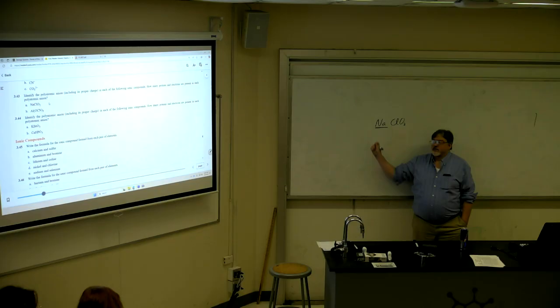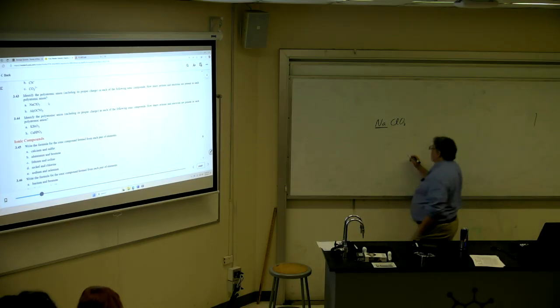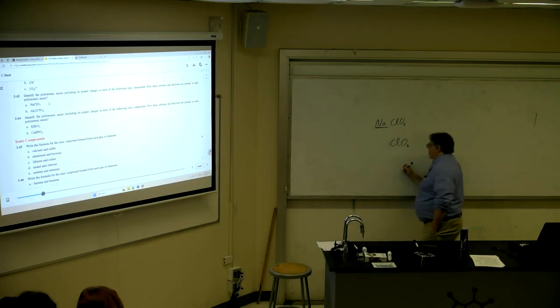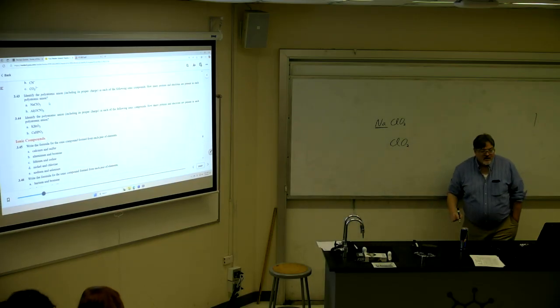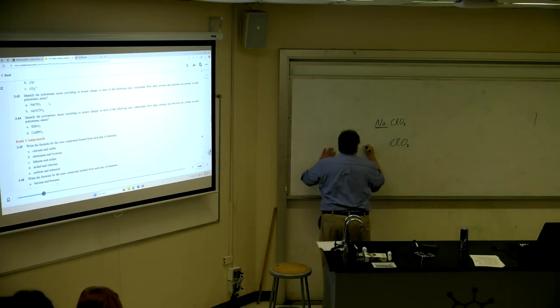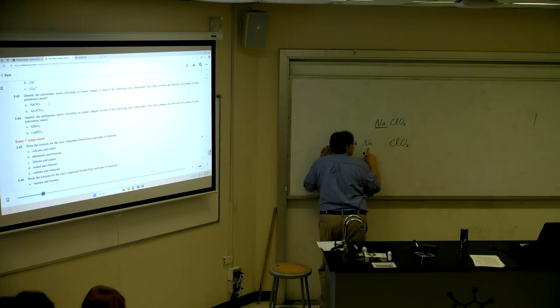ClO2. It's not asking you for the name of this, but it's telling you to identify it. So you can immediately go, there's the positive ion, right? So you know the rest of that is the polyatomic ion. The question is, what's the charge?